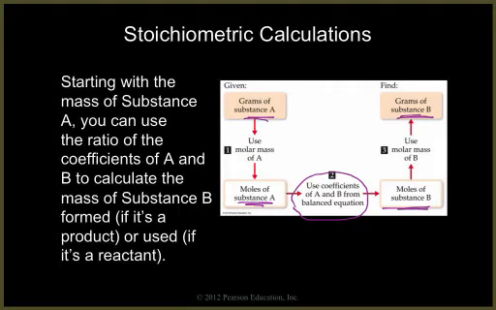The difference between stoichiometry and just the mole conversions is that in this one we're actually changing from one substance to another substance, and that's where the balanced equation comes into play, because we're going to use those coefficients as our ratio of moles of one substance to get to moles of something else.